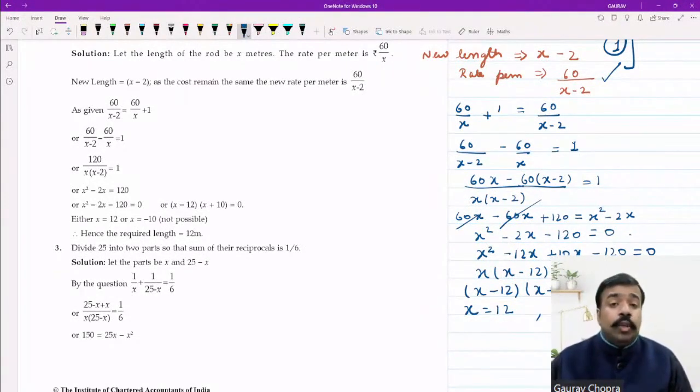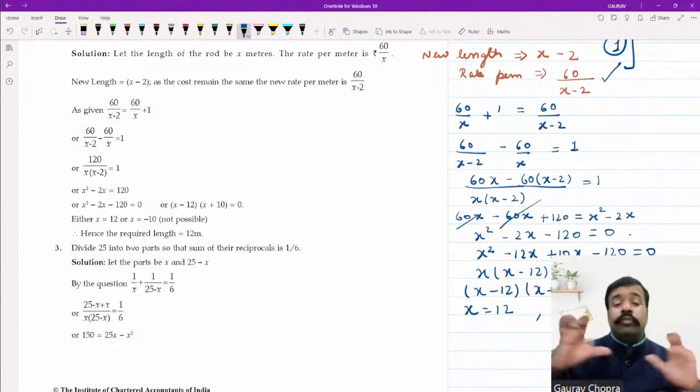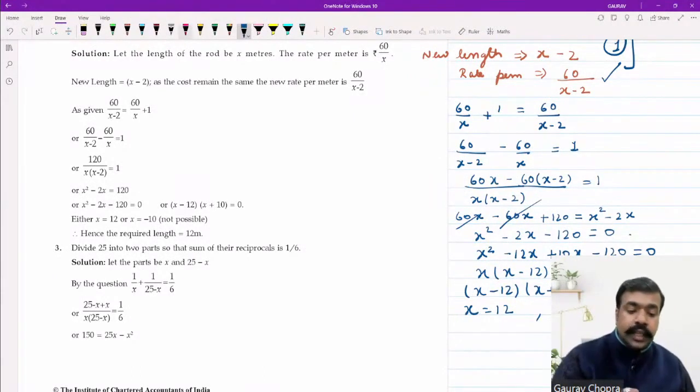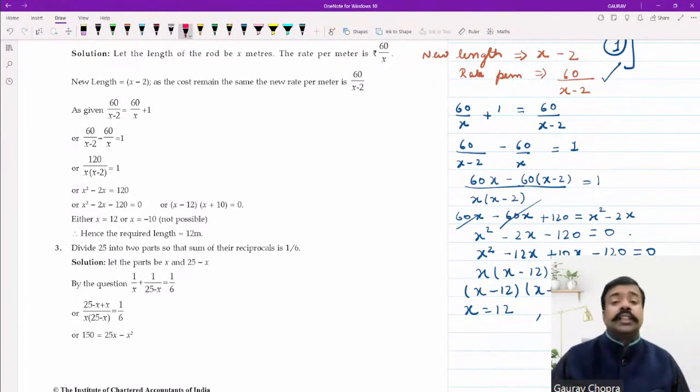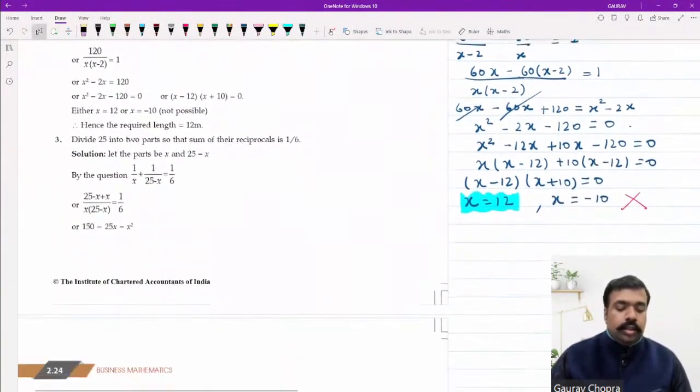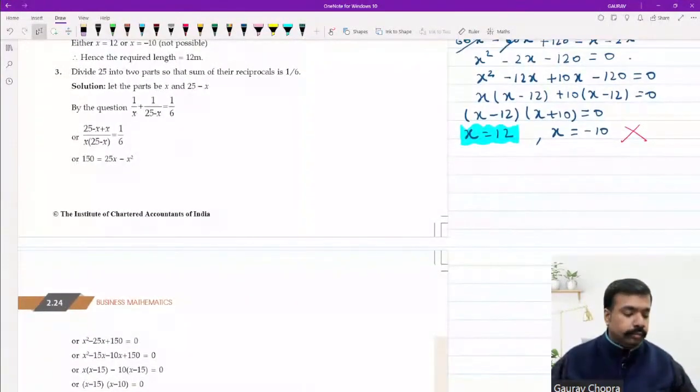Now, can the value be negative? Can the length of the rod be negative? No, it cannot be negative. So minus 10 will be rejected. Hence, the length of the rod will be 12 meters. So this is the correct answer. Okay.